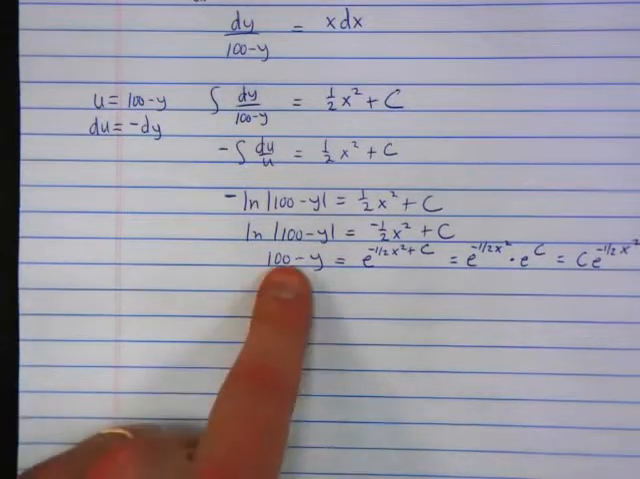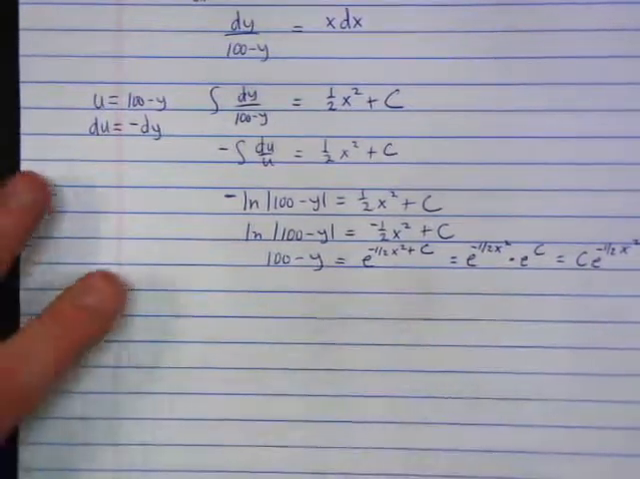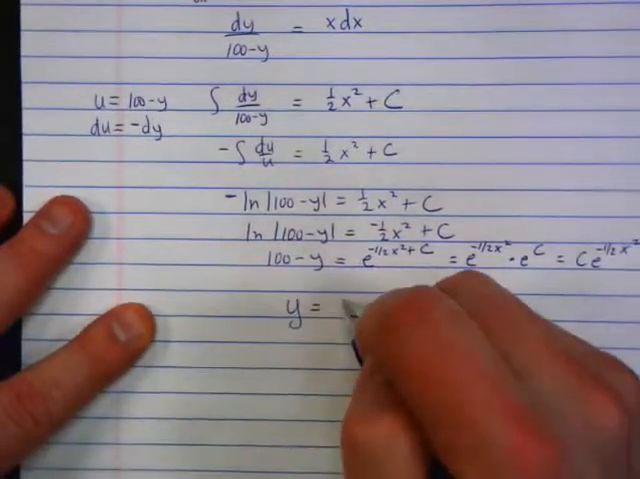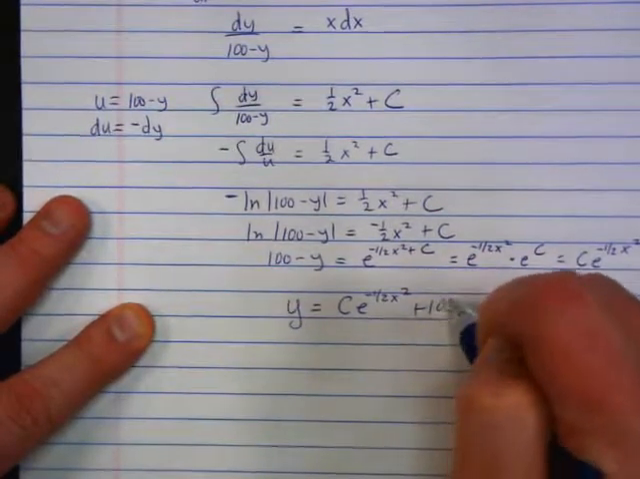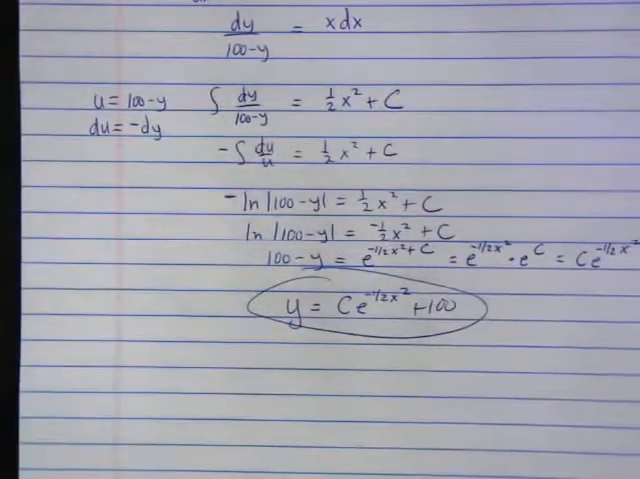Finally, subtract the 100, divide by the negative 1. We get y equals c e to the negative 1/2 x squared plus 100. There's the general solution to that differential equation.